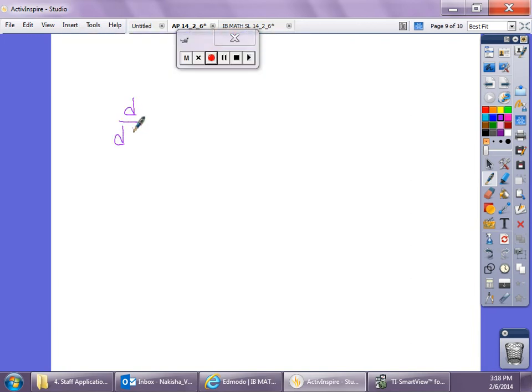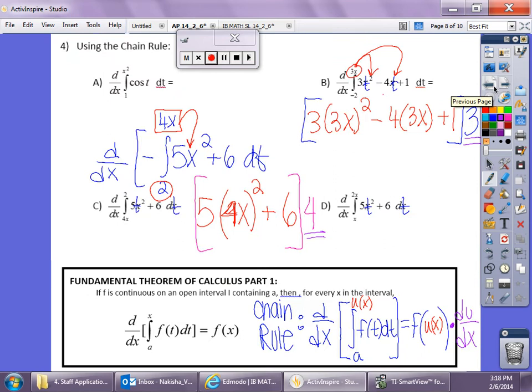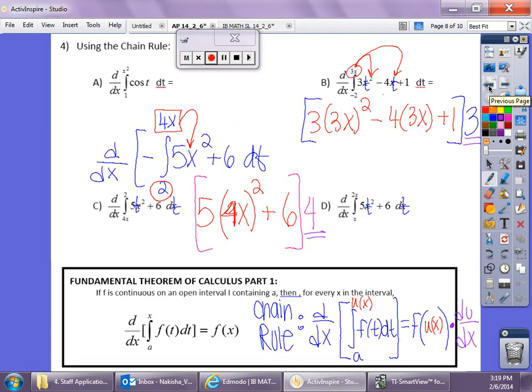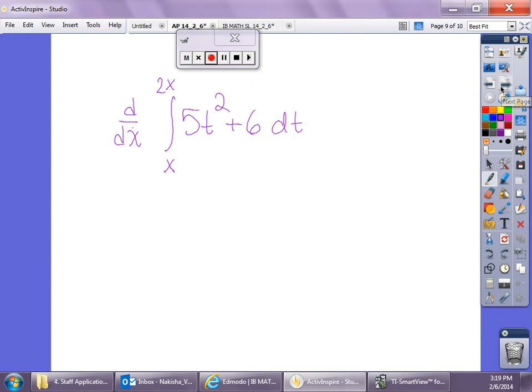Derivative of the integral from x to 2x of 5t squared plus 6 dt. So hopefully that's the exact same problem, and yes it is. All right, so the issue with this is that x is not a constant. So here's what we're going to do.